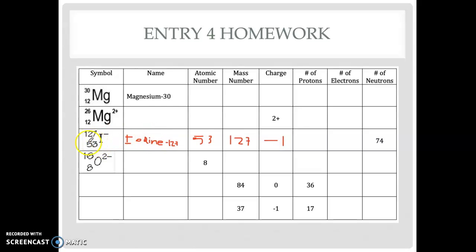So protons is equal to atomic number, that's 53. And electrons would be 53, but I have a -1, so I gained 1, so that's 54. Okay. Neutrons are already done. 127 minus 53 gives you 74. Okay, so remember, positive means that you have to change your electrons by losing. Negative means you have to change by gaining.